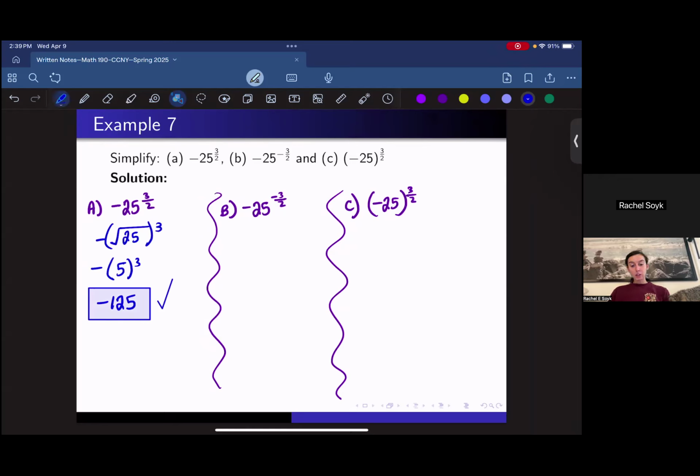Second example, again, no parentheses, so that negative just chills in the front. And then we have a negative exponent, so we have 1 over 25 to the positive 3 over 2. And we just calculated 25 to the 3 over 2. That's just simply 125, so we can just rewrite this as negative 1 over 125. And then we're done.